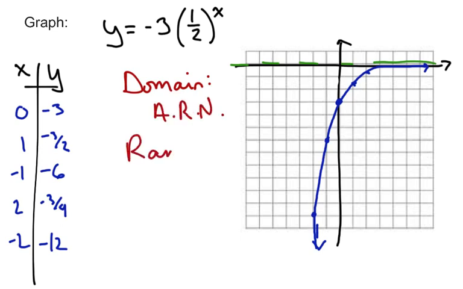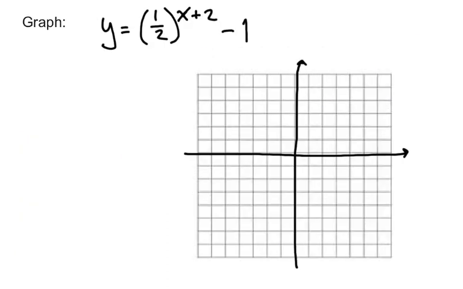But when we talk about the range, since that horizontal asymptote is still at y equals 0, and our graph stays below this line, we'd say y is less than 0. And how about the translations when we move everything around? Well, let's start with that parent graph one more time.